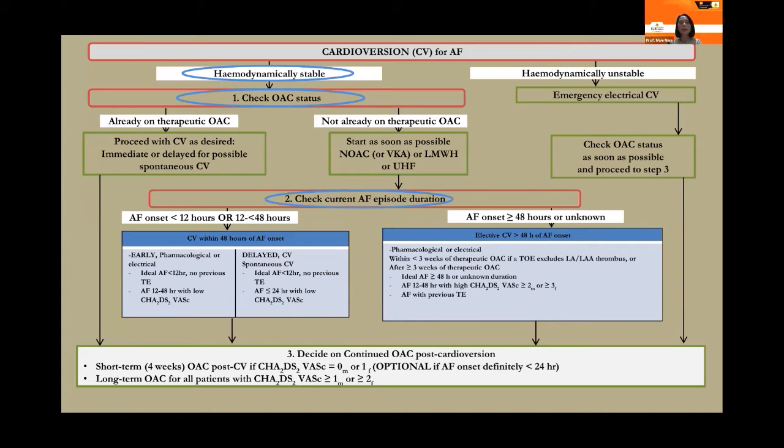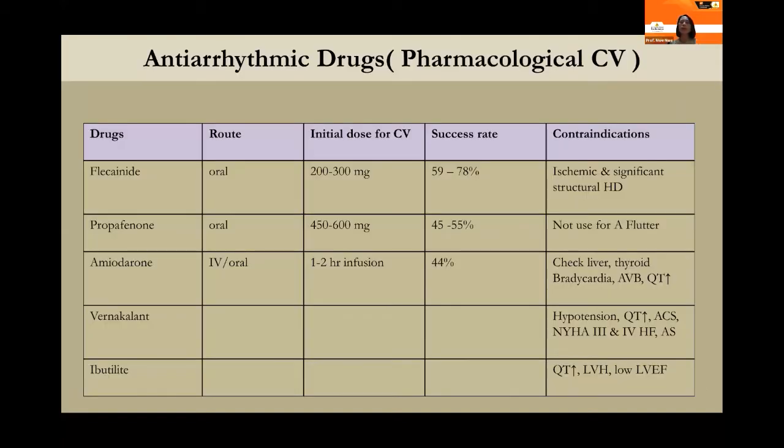After the maintenance of sinus rhythm, anticoagulation must be given for at least 4 weeks. After that, you have to assess the stroke risk, the CHA2DS2-VASc, for the consideration of long-term anticoagulation. These are the antiarrhythmic drugs.